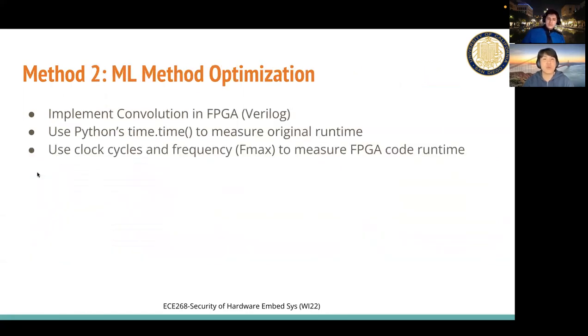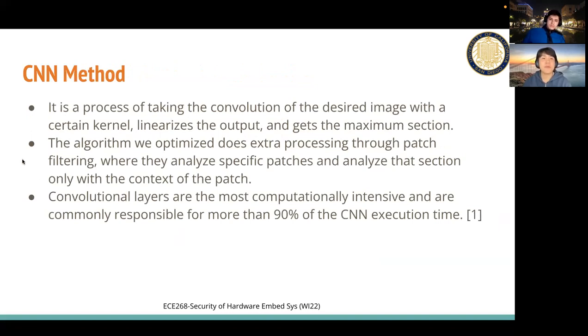So method 2 is a method for optimization for machine learning. We implement the convolution in FPGA Verilog. We use Python's time.time to measure the original runtime without optimization. And then we use clock cycles and frequency to measure the FPGA code runtime. The CNN method is a process of taking the convolution of the desired image with a certain kernel, linearizing the output, and getting the maximum weighted output.